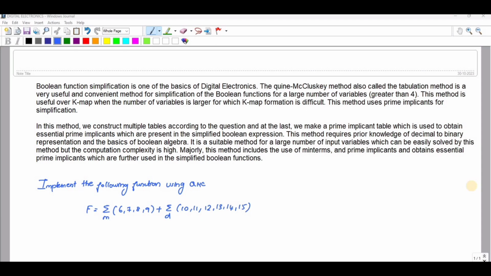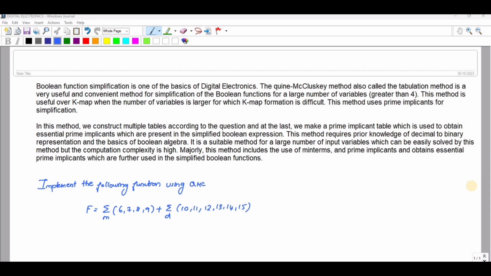This method is very useful over the K-map when the number of variables is more than 4, and it is very difficult to solve using a K-map. This method uses prime implicants for the simplification. In this method, we construct multiple tables according to the question, and at last we make a prime implicant table which is used to obtain the essential prime implicants present in the simplified Boolean expression.